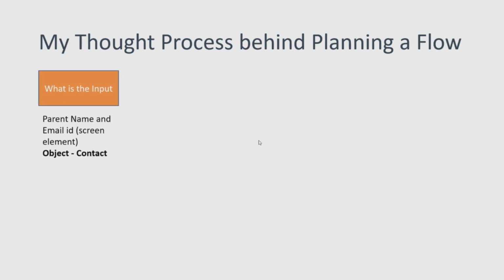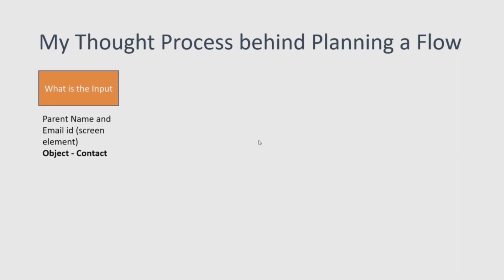So how does my thought process go? First I think, what is the input? In this case, the input is the parent's name and the email ID. From which object does it come? It belongs to the contact object. So we need a screen element where the email ID and the parent's name can be entered.